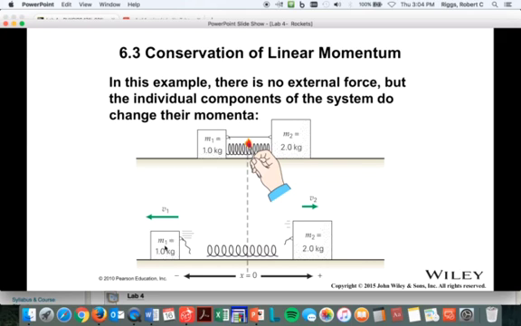So you've got 1 kilogram times 10 meters per second, which is 10 kilogram meters per second. So we've got a momentum of 10, but it's going in a negative direction, so it's negative 10. And if this is 2 kilograms, then this velocity is 5 meters per second, going positive, so positive 10. Negative 10 plus positive 10 is equal to 0. So the momentum of the whole system of the two blocks is still 0.